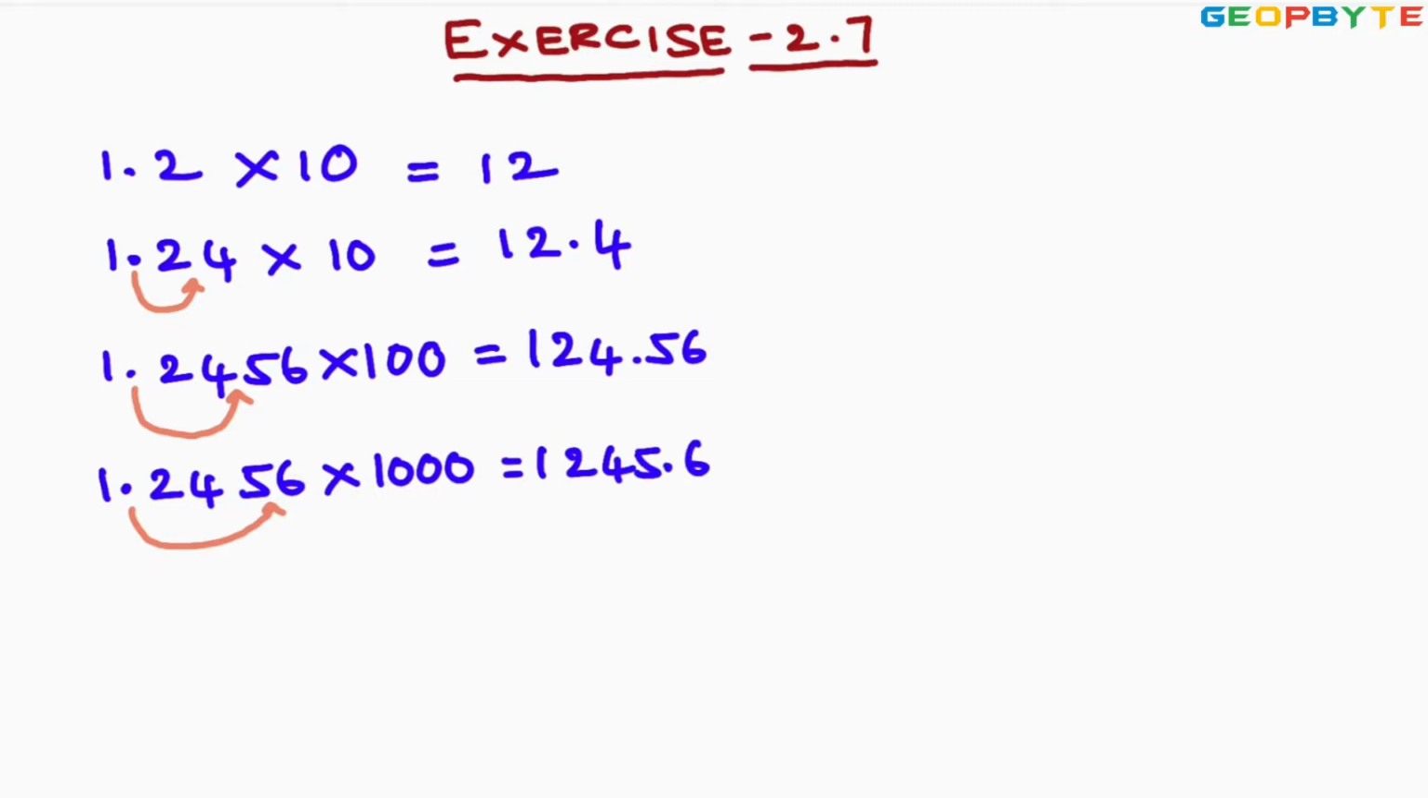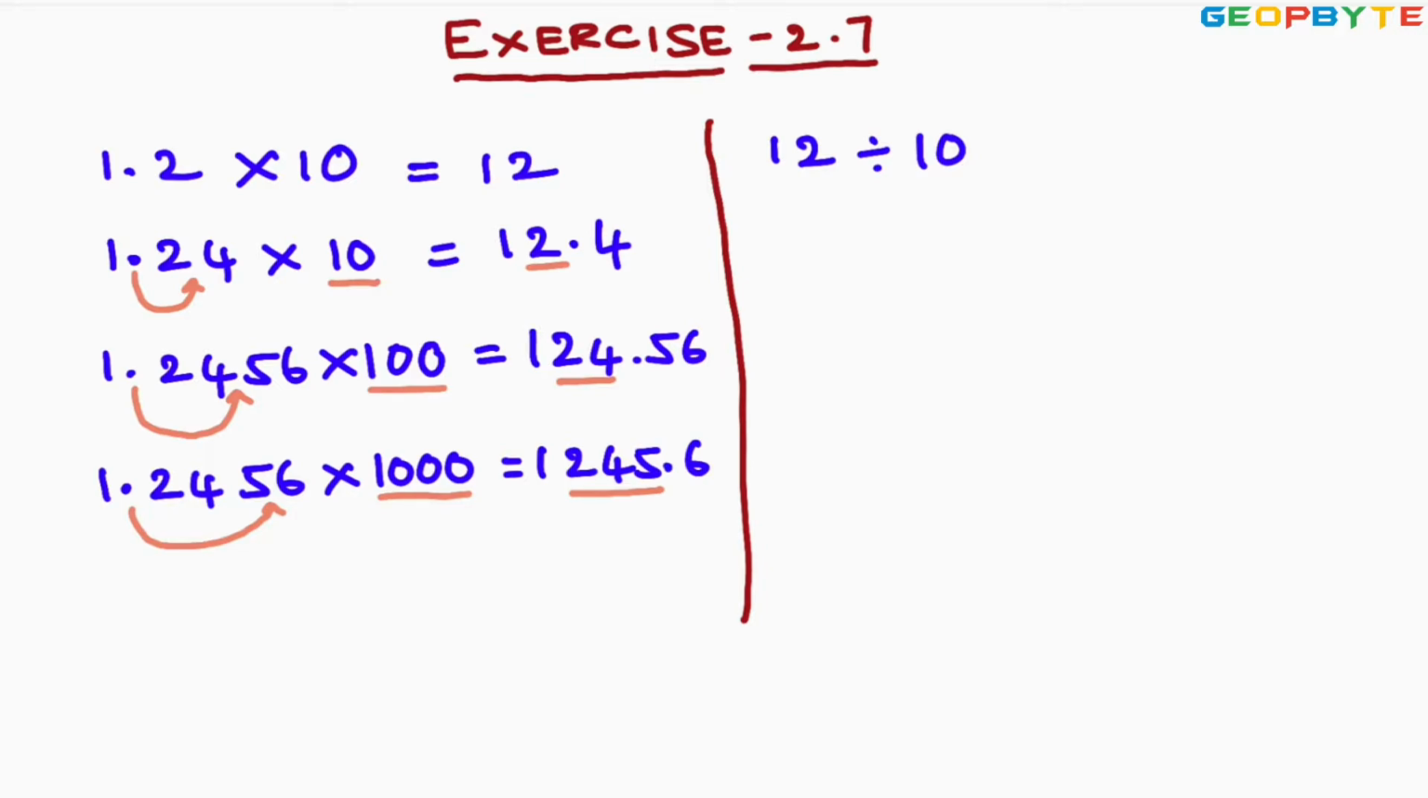1245.6. From all these examples, if you observed one thing carefully, whenever we are multiplying with 10, the decimal point is shifted by one place. If you are multiplying any decimal number with 100, the decimal point is shifted by two positions. And whenever you are multiplying with 1000, the decimal point is shifted towards right by three places.